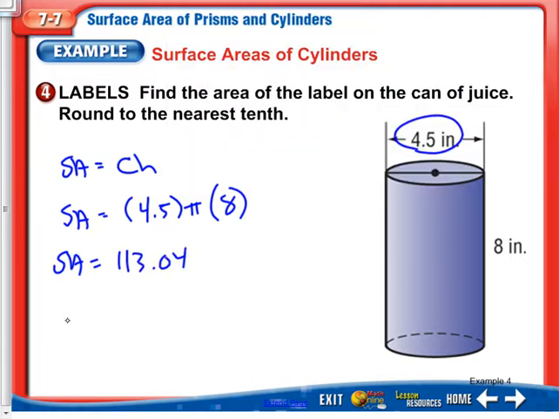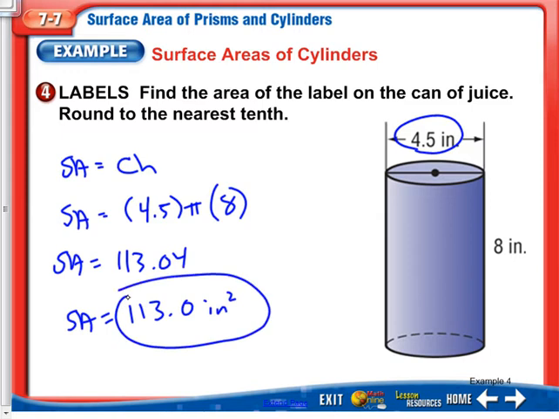And rounded to the nearest tenth, we say surface area equals 113.0 inches squared. Now, in this case, you do want to include the 0.0. It shows me that you are rounding it. You're, in fact, rounding it. If you just said 113, that would be an exact answer, which, in this case, it's not. So 113.0 would be correct.